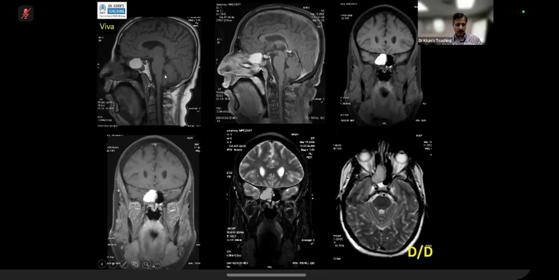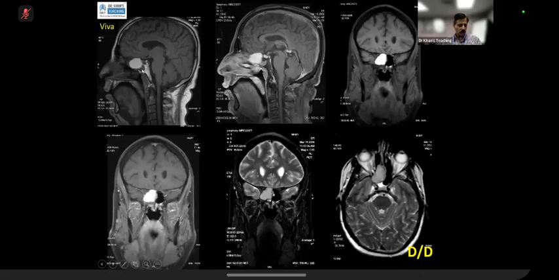Candidate 2. Let me go through it, then I'll ask you some questions. This is a T1, post-contrast T1, pre-contrast T1 coronal, post-contrast T1 coronal, T2, and a T2. Now, if you see here, there is an area of high signal here on this T1. Can you describe it and what is your diagnosis?